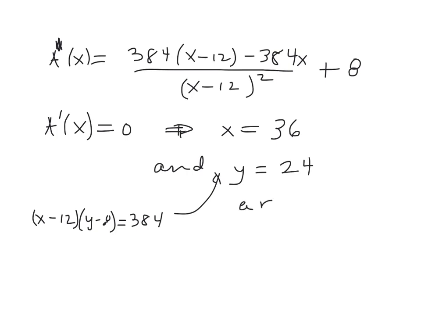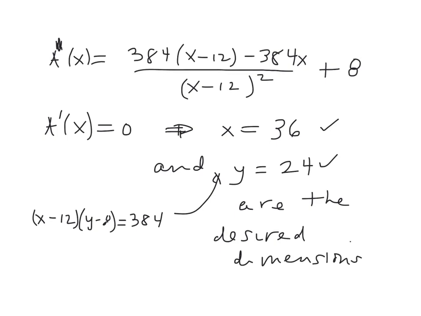And if you want to know that x equals 36 does indeed give rise to a minimum, you could apply either the first or the second derivative test, although both of those would be rather unpleasant to implement in this particular example. But anyway, these dimensions, x equals 36 and y equals 24, are the desired dimensions. And that's the end.